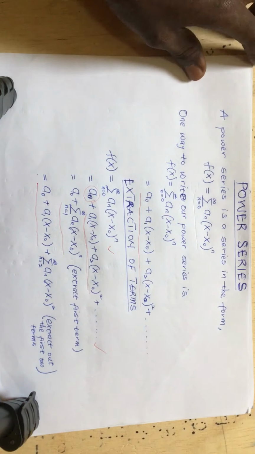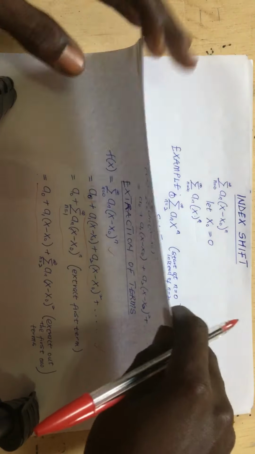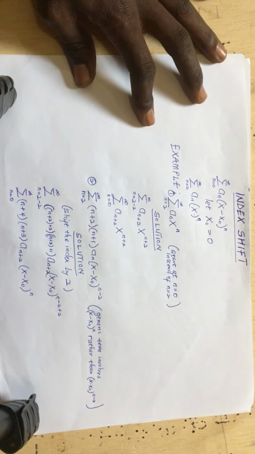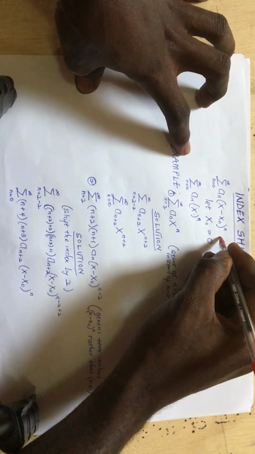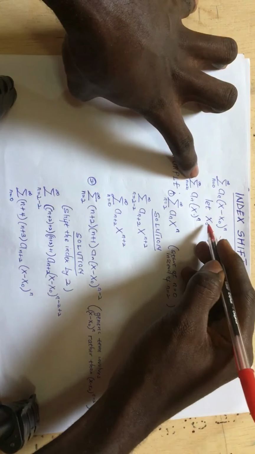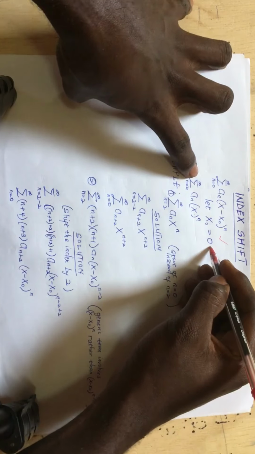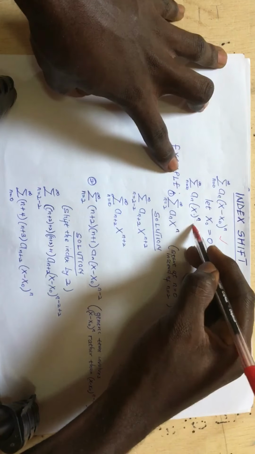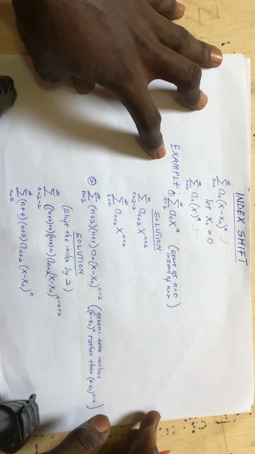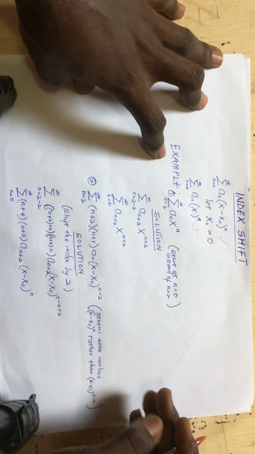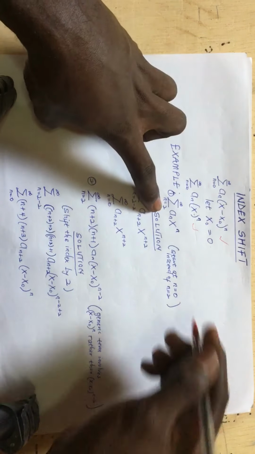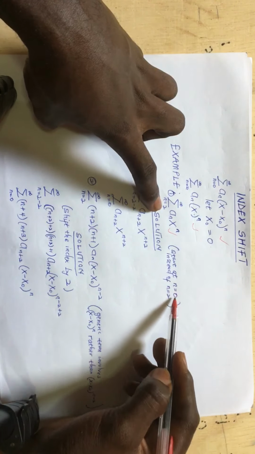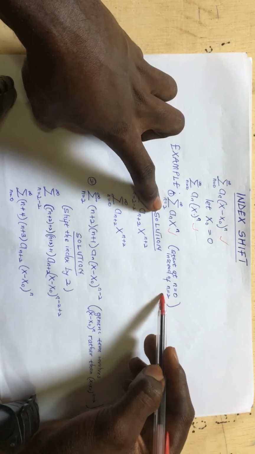From here, let's move to how to shift indexes of a power series. We are given a power series, and let's take x naught to be 0. If x naught is 0, when you substitute 0 into this, we get this. Let's take an example to understand better how to shift indexes. We have our power series here, and we are asked to start at n equal to 0 instead of n equal to 2.